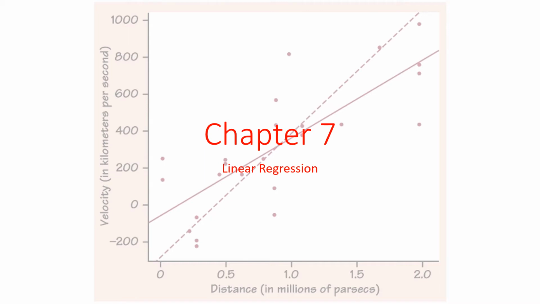Welcome back to Chapter 7. In this chapter, we are going to be learning about linear regression. Last chapter, we were learning about scatter plots and correlation and association. Linear regression is where we put that line of best fit. So we're going to learn a bit about that.